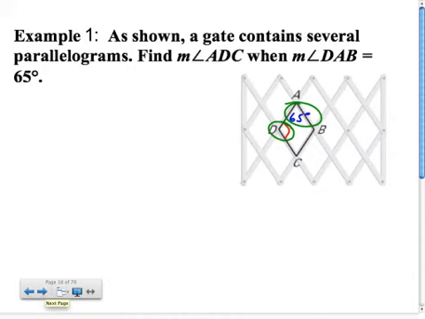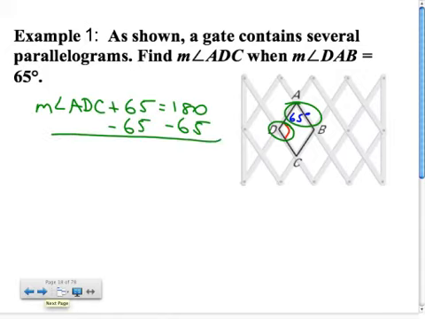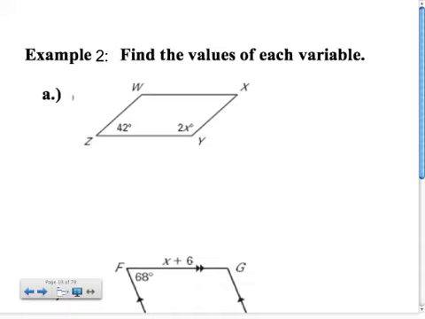They're consecutive angles. Once you identify they're consecutive angles, then you know that the measure of angle ADC plus 65 has to equal 180, right? Consecutive angles are supplementary. And now it becomes a simple algebra problem. Subtract your 65 from both sides. So the measure of angle ADC here in this first diagram happens to be 115 degrees. So again, identify the property you have to use and then use it. That's all we're doing here. Excuse me. Example 2.